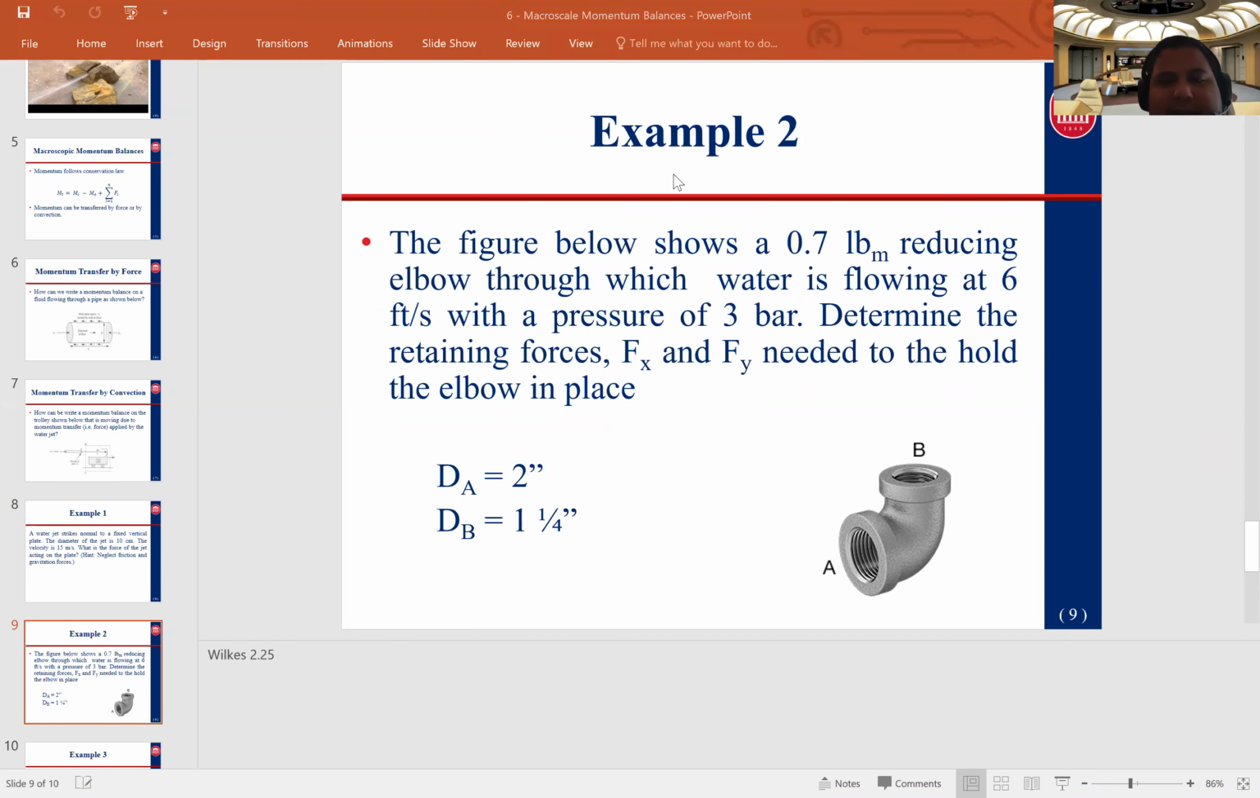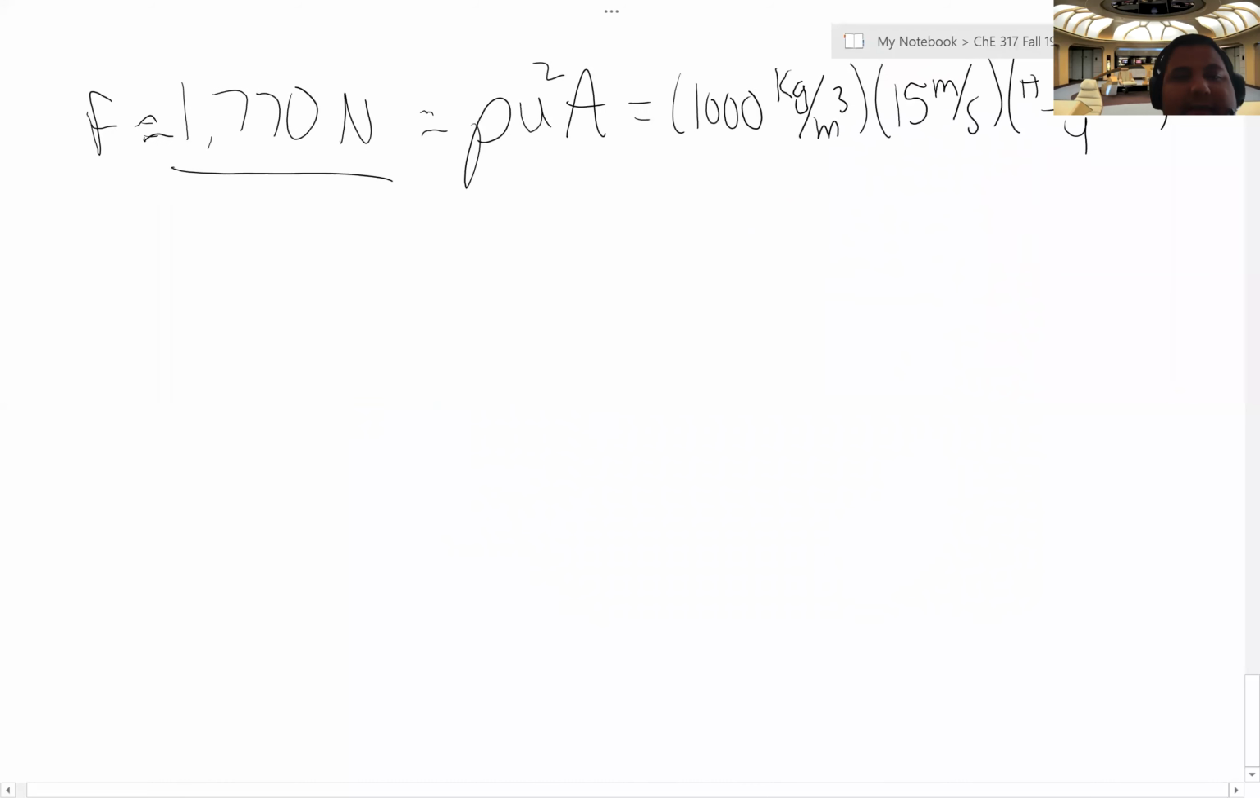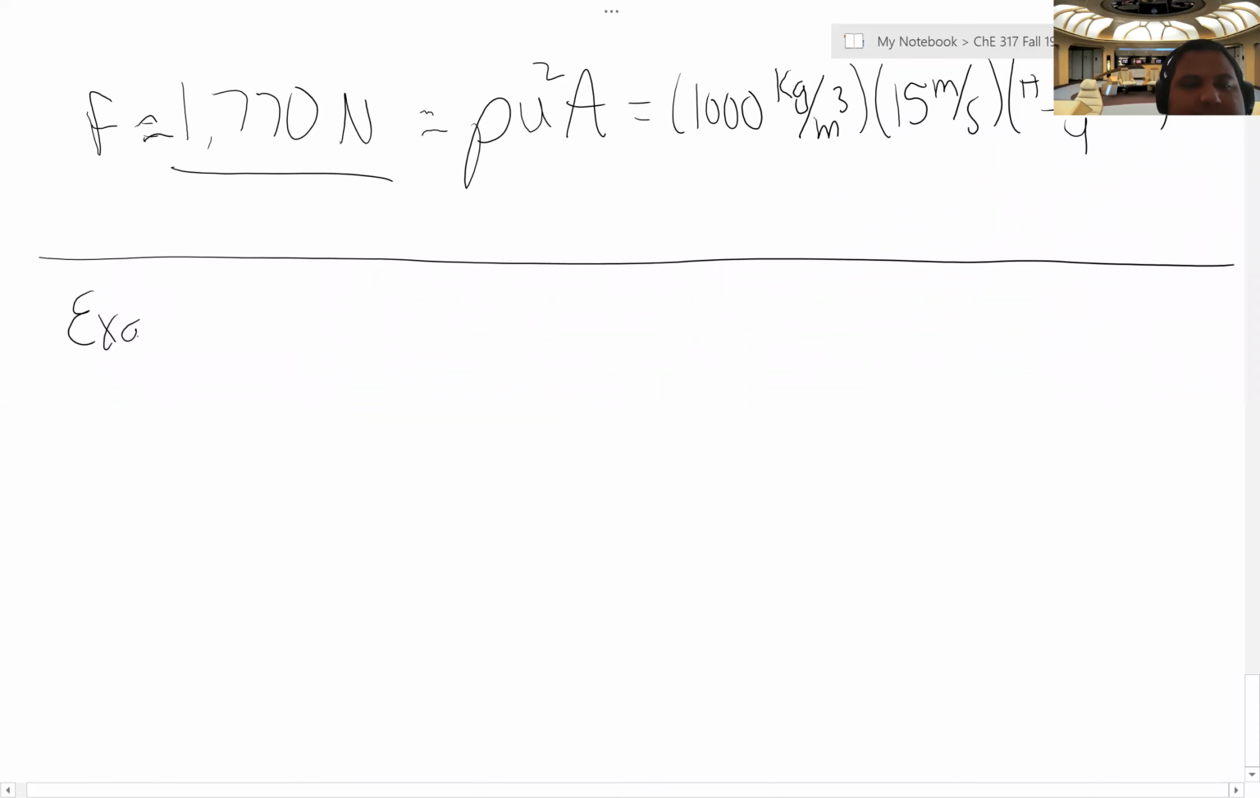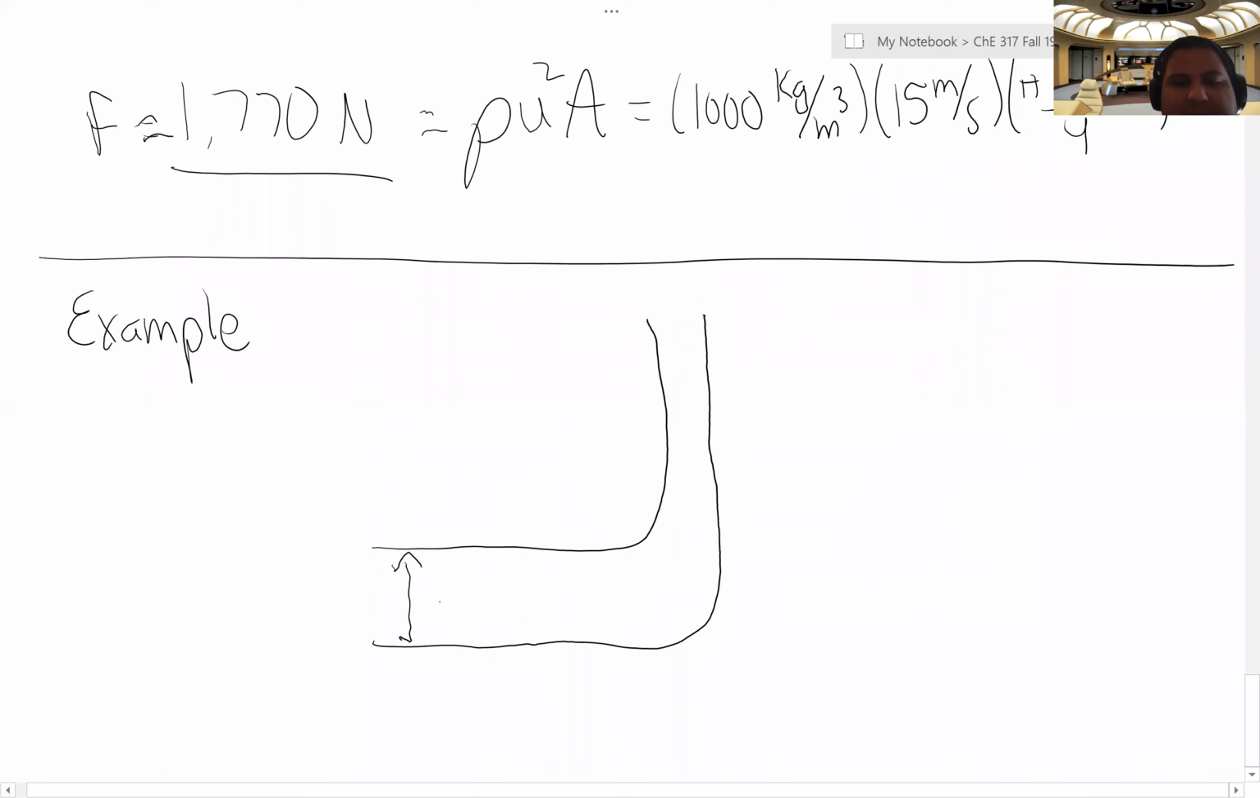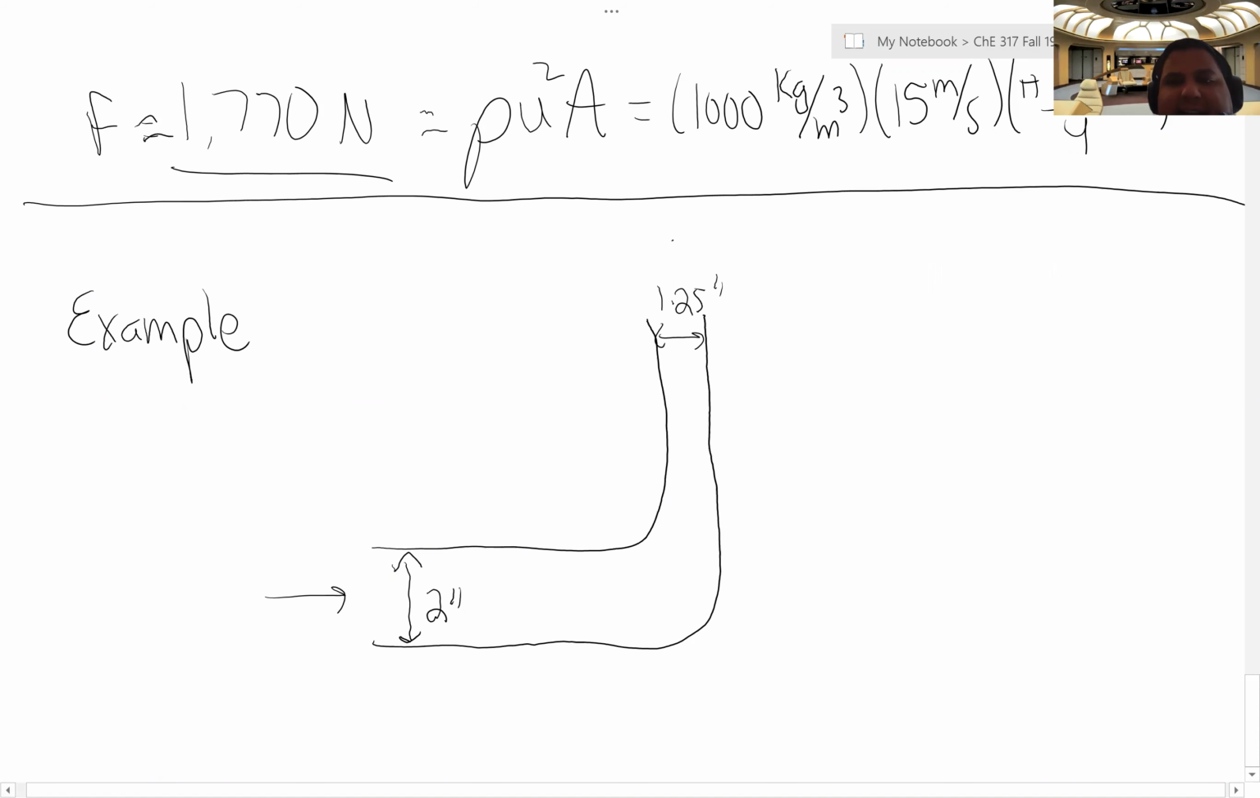So, as always, the first thing I like to do is draw out our problem. For this system, we've got a reducing elbow where diameter 1 is 2 inches, diameter 2 is 1¼ inches. I'm going to consider both pressures on the inlet and outlet to be about the same, which is 3 bar. And did I say anything about my velocity? It's coming in at 6 feet per second.